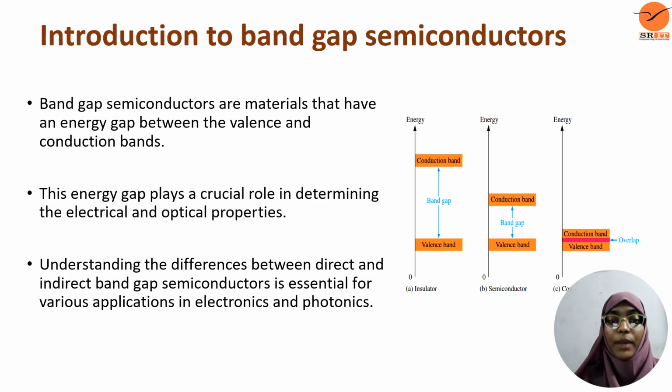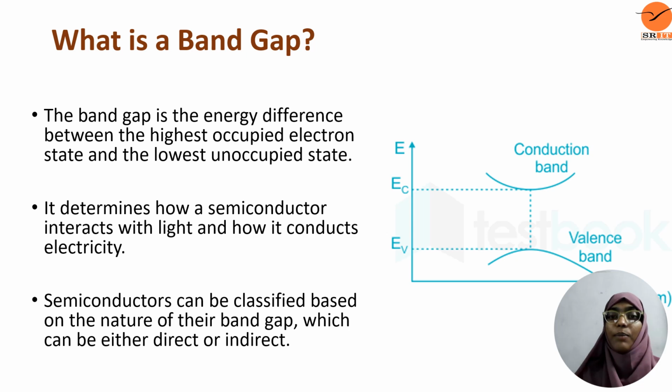And this energy gap plays a crucial role in determining the electrical and optical properties. The difference between direct and indirect band gap semiconductors is essential for various applications in electronics. Now let us see what is a band gap.